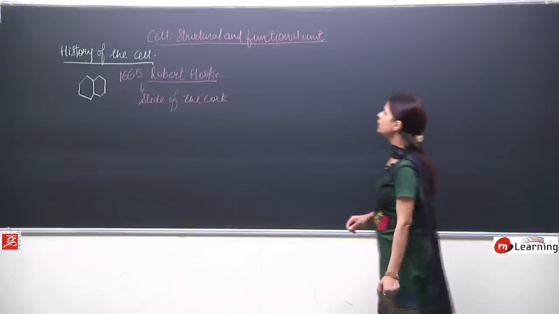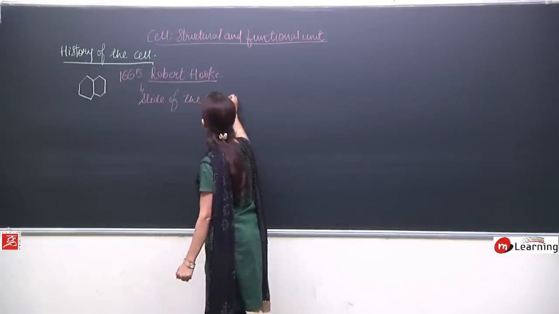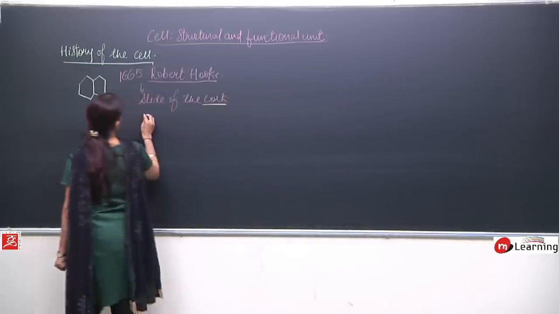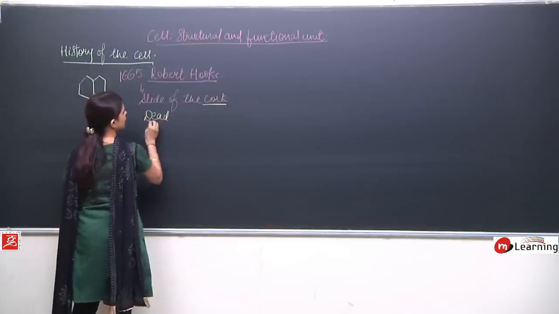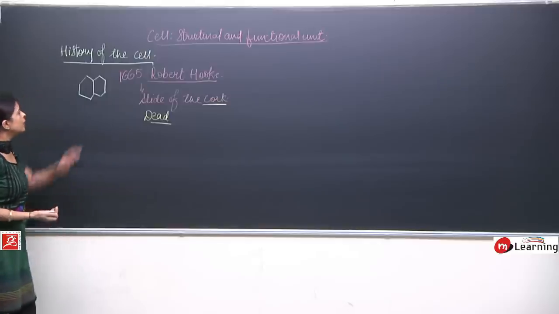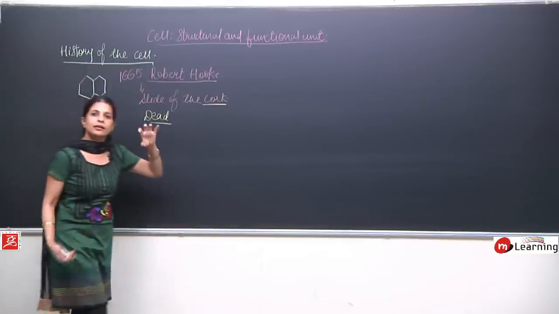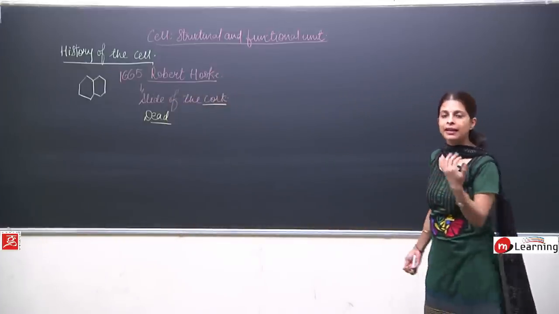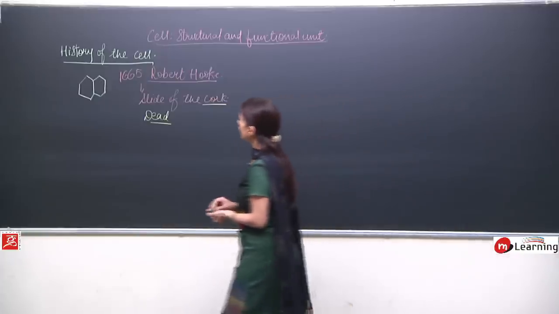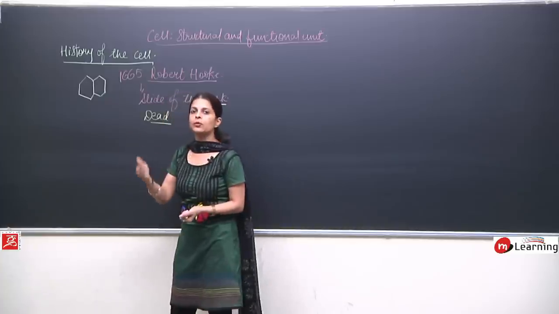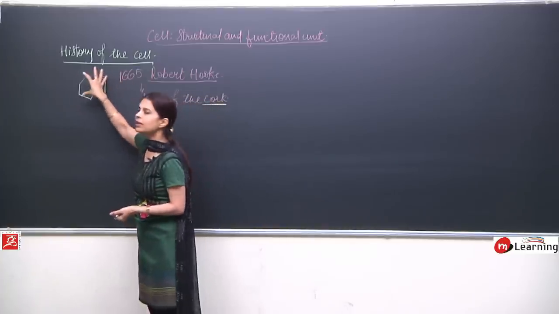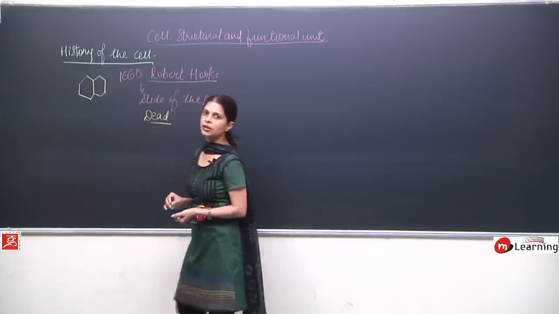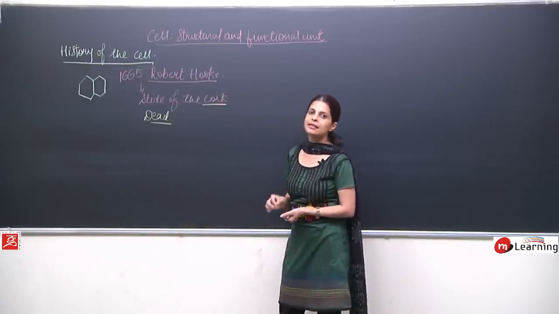And as I told, he observed the slide of the cork, and as you all know that cork or bark is a dead tissue, and so whatever structure he saw was vacant. It was empty, it was not having anything inside. Now we know nucleus and all this, but at this time when he observed the slide, he just saw a compartment or the hexagonal structure which he named as cells.